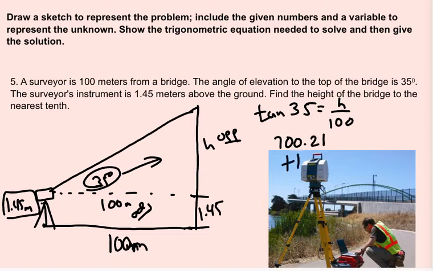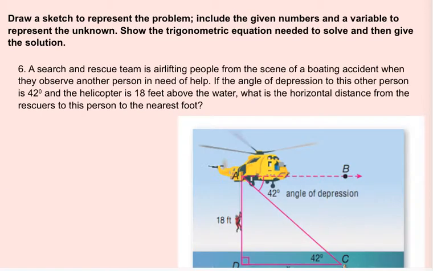70.021 plus 1.45 is going to be 71.47 meters. That's going to be my answer. So remember, all I did was the same thing I've been doing, except I added that 1.45 for the height of the surveying instrument.